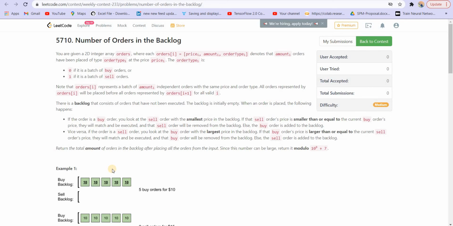Now, Number of Orders in the Backlog. You are given a 2D integer array orders. For each order i, there's price i, amount i, and the order type.